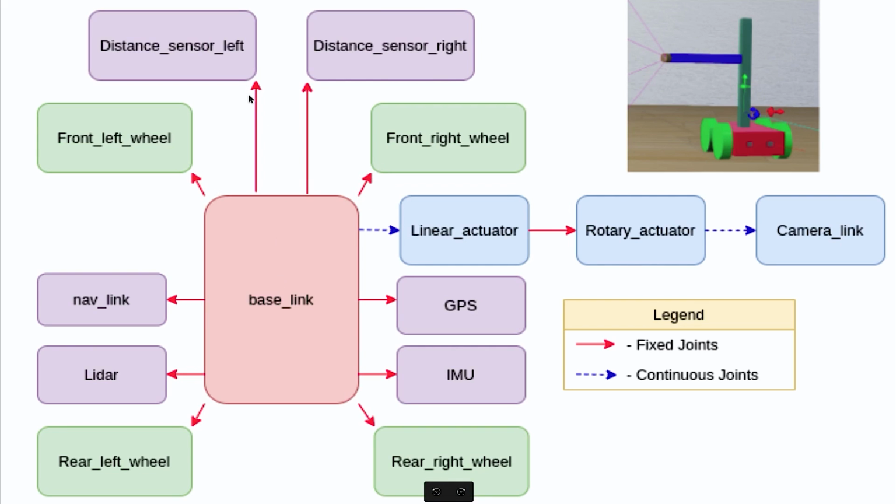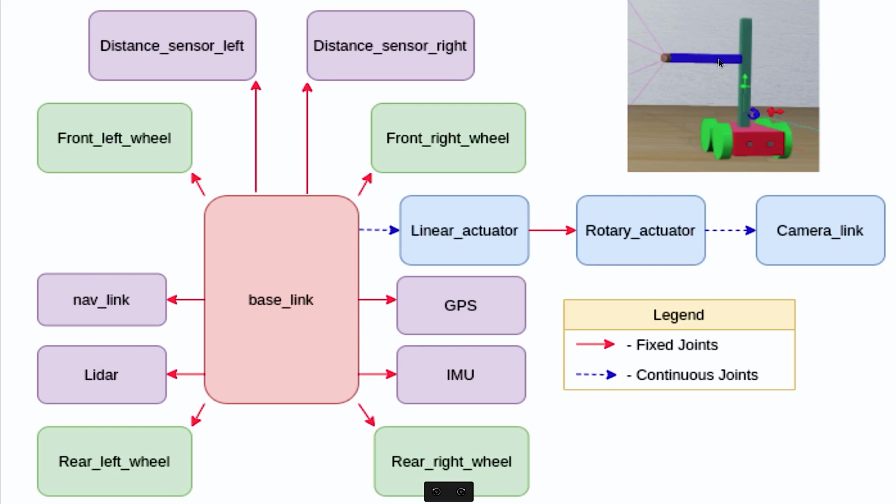A similar logic applies to the 2 distance sensors, GPS, IMU and the LiDAR. The nav link is going to be fixed in our case. However, depending on your application, it sometimes moves and hence can be controlled using a continuous joint.